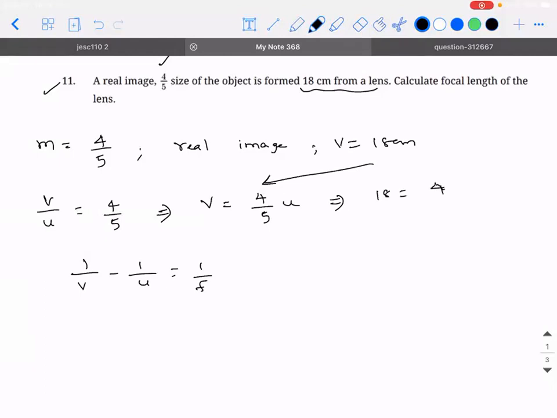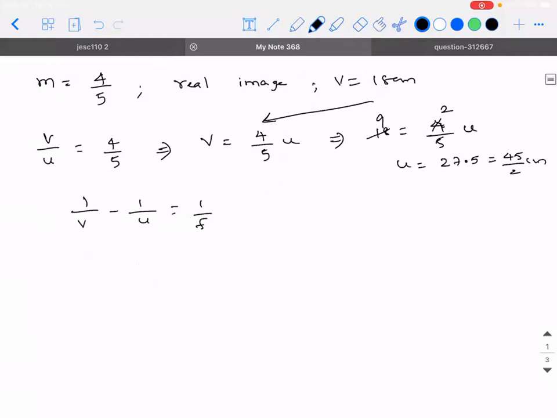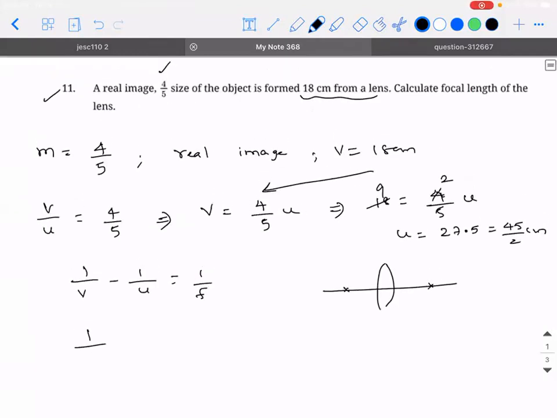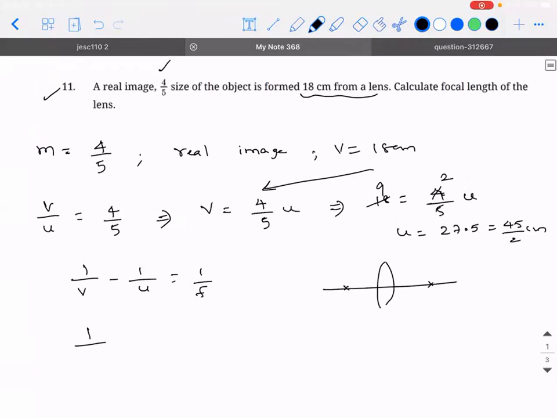18 is equal to 4 by 5 times U. So U will be how much? This will be 9 times 2 times 45 by 2, that is 27.5. Or I can just leave it as 45 by 2 centimeter. Right. Now take all these values and substitute in this. If it has to be a convex lens, yes, how I found it is a convex lens because it is forming a real image and they mentioned it is a lens. So I found it as a convex lens.